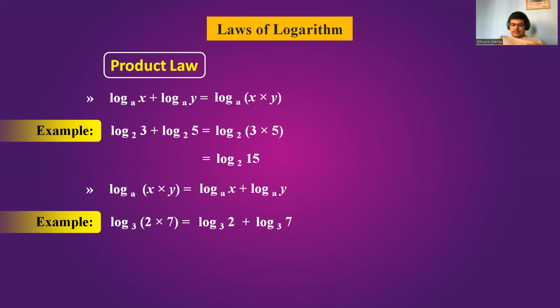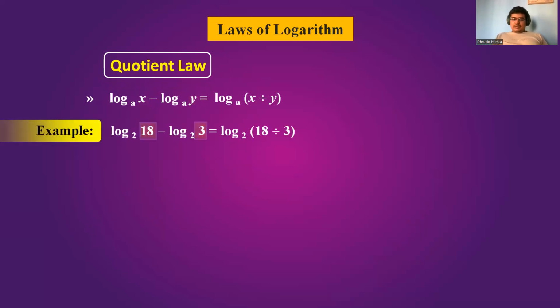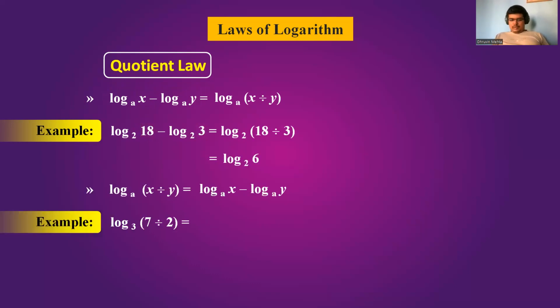ओके सर. नेक्स्ट इज क्वोशिएंट लॉ. तो प्रोडक्ट लॉ में एडिशन था, क्वोशिएंट लॉ में होगा सब्ट्रैक्शन. log x minus log y is log of x divided by y, and log x divided by y is log x minus log y.